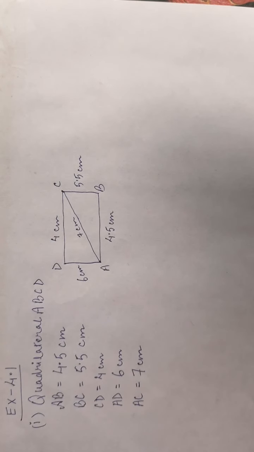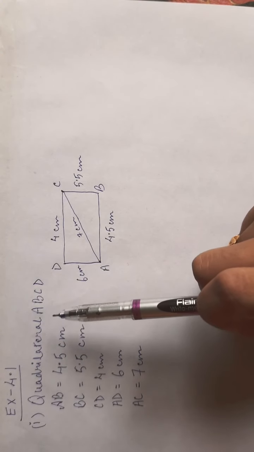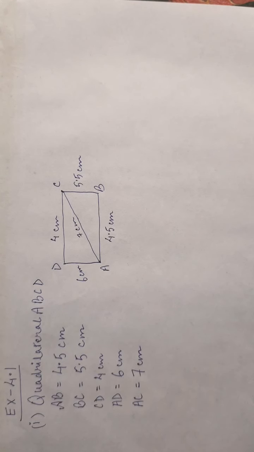Children, exercise 4.1, number 1. So you have to draw a quadrilateral ABCD and the measurements are given. In this exercise, the measurements of 4 sides are given. 4 sides of the quadrilateral are given to you, and one is of a diagonal. Okay? The measurements of 4 sides and the measurement of one diagonal are given to you.